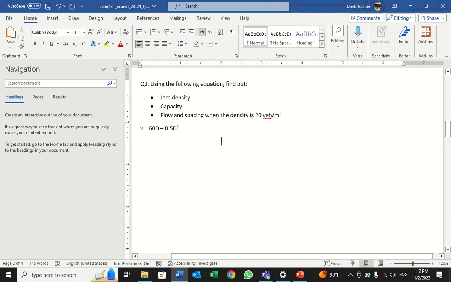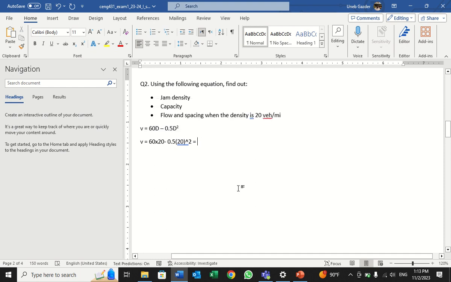Okay, the next problem was this one. You were given an equation of flow and density, and then there was another equation given between density and spacing, and you had to calculate these four things: jam density, capacity, flow and spacing when density is 20 vehicles per mile. I'll start with the last part, I find it more convenient. So when density is 20, then flow is 60 into 20 minus 20 square. So I'm using this equation.